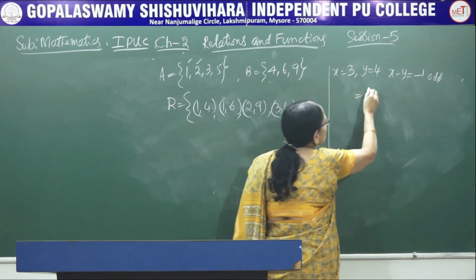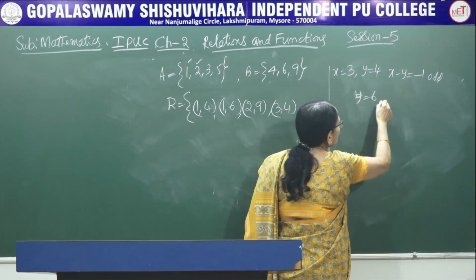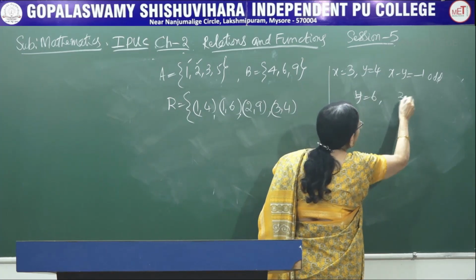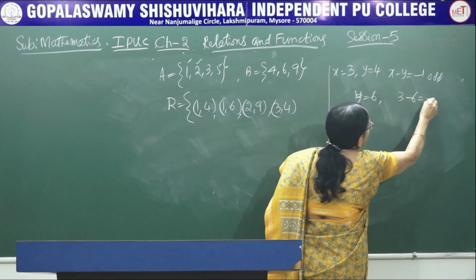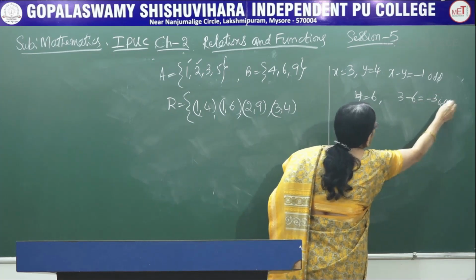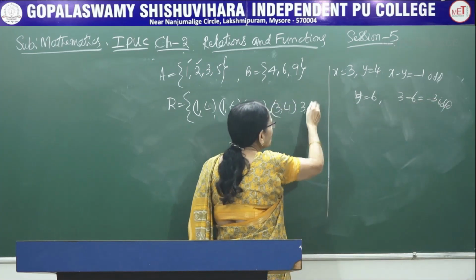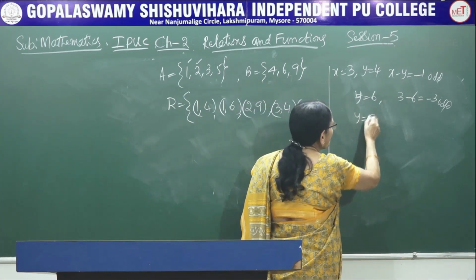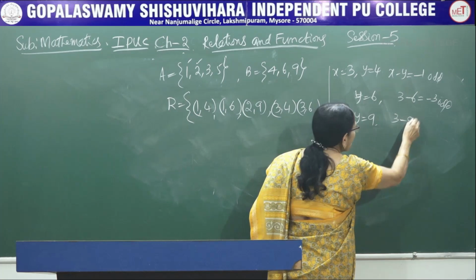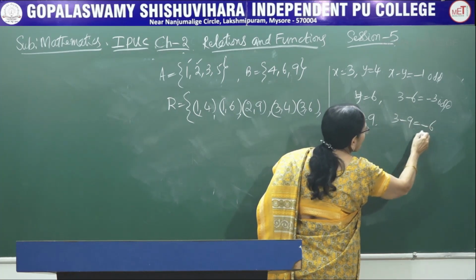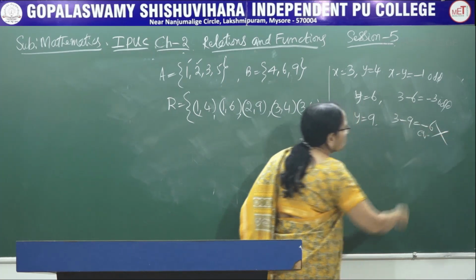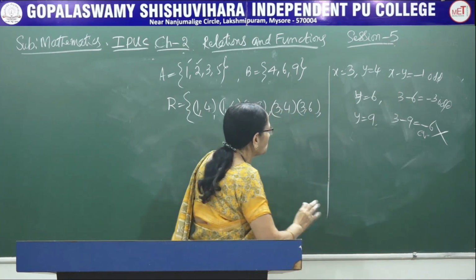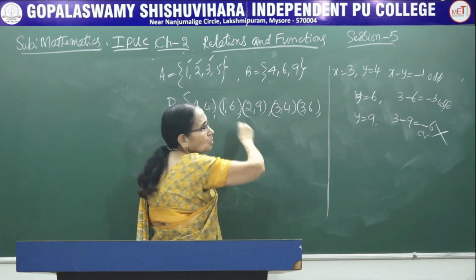Next, y is equal to 6, that is x minus y is 3 minus 6, that is minus 3, again an odd number. So, I can take that combination also. Then y is equal to 9, that is 3 minus 9 is minus 6, an even number. Therefore, that cannot be taken into consideration. So, 3 is also over.